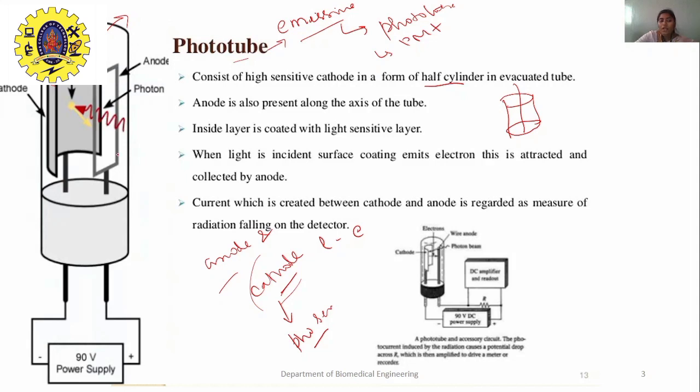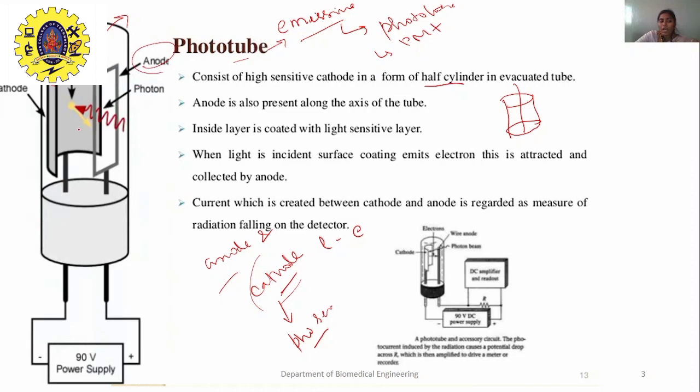When light is incident on this cathode, when you are exposing this tube to any emission of light, the light strikes the cathode, and since it is coated with a photosensitive material, it starts to emit electrons. Because the material is coated with a photosensitive material, when the photons strike it, the electrons in that material start to be emitted. These emitted electrons are further collected by the anode. That's why you have the anode just opposite to the cathode.